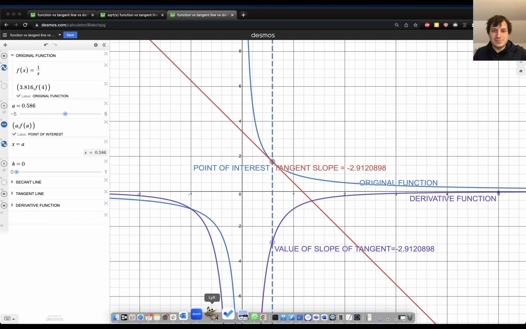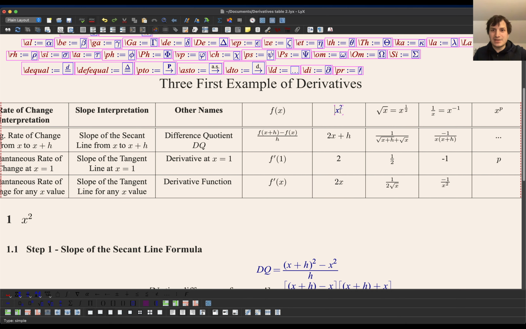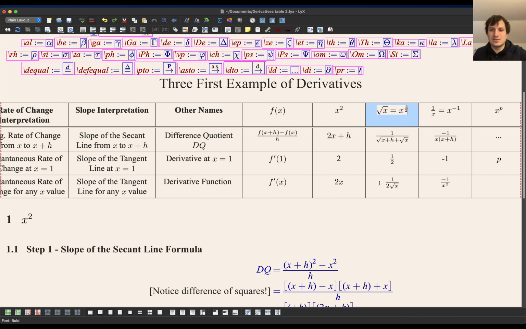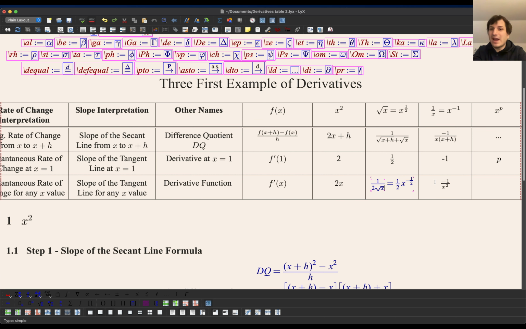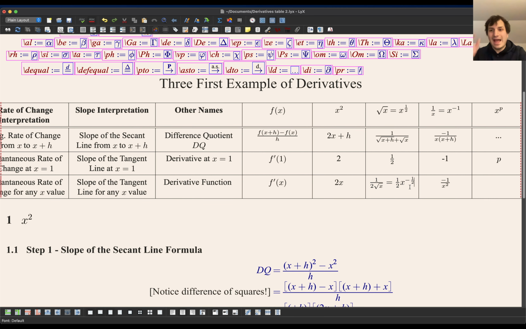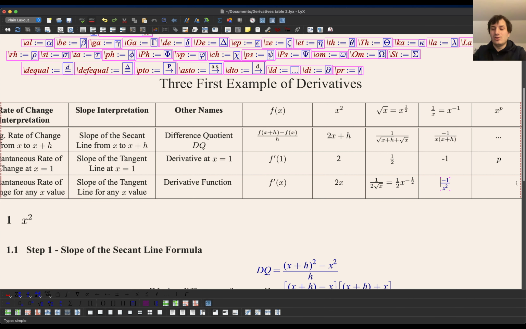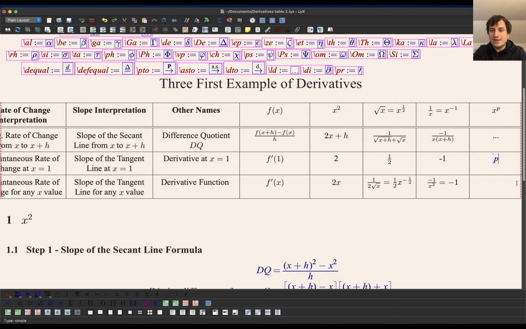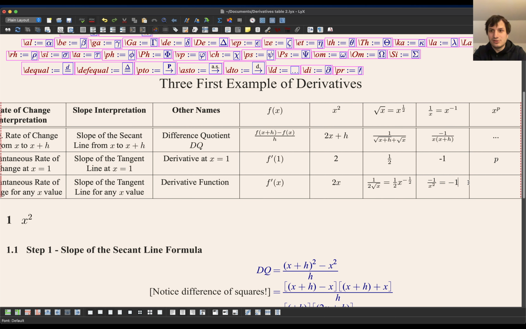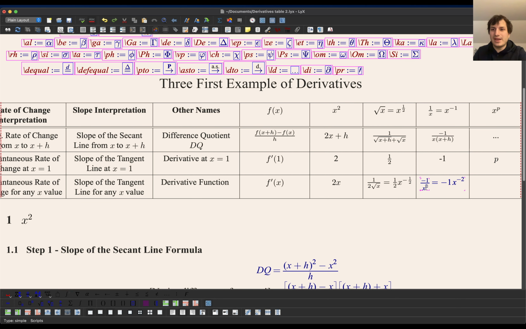Okay, so last but not least, let's see if we can guess the pattern here. Here, x squared became 2x. X to the 1/2, square root of x, became, after doing this derivative process, 1 over 2 square root x, which you could write as a half times x to the power minus a half. Dividing by square root of x is the same as an x to the power negative 1/2. The half is a square root, and the minus means dividing. This thing that we just did has slope minus 1, and then times x to the power minus 2. Dividing by x squared is an x to the minus 2.